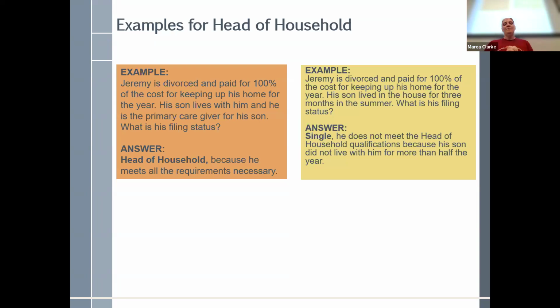Unmarried or considered unmarried. He pays more than half of the cost of his house. And he has a dependent. He's paying the support for somebody that lives with him. Now, if we take that same example, but say his son only lived with him for 3 months in the summer, he would have to file as single, right? Because he did not have somebody that lived with him for more than half a year for his dependent. And it's not one of the eligible dependents that don't have to live with you, which is the parent.